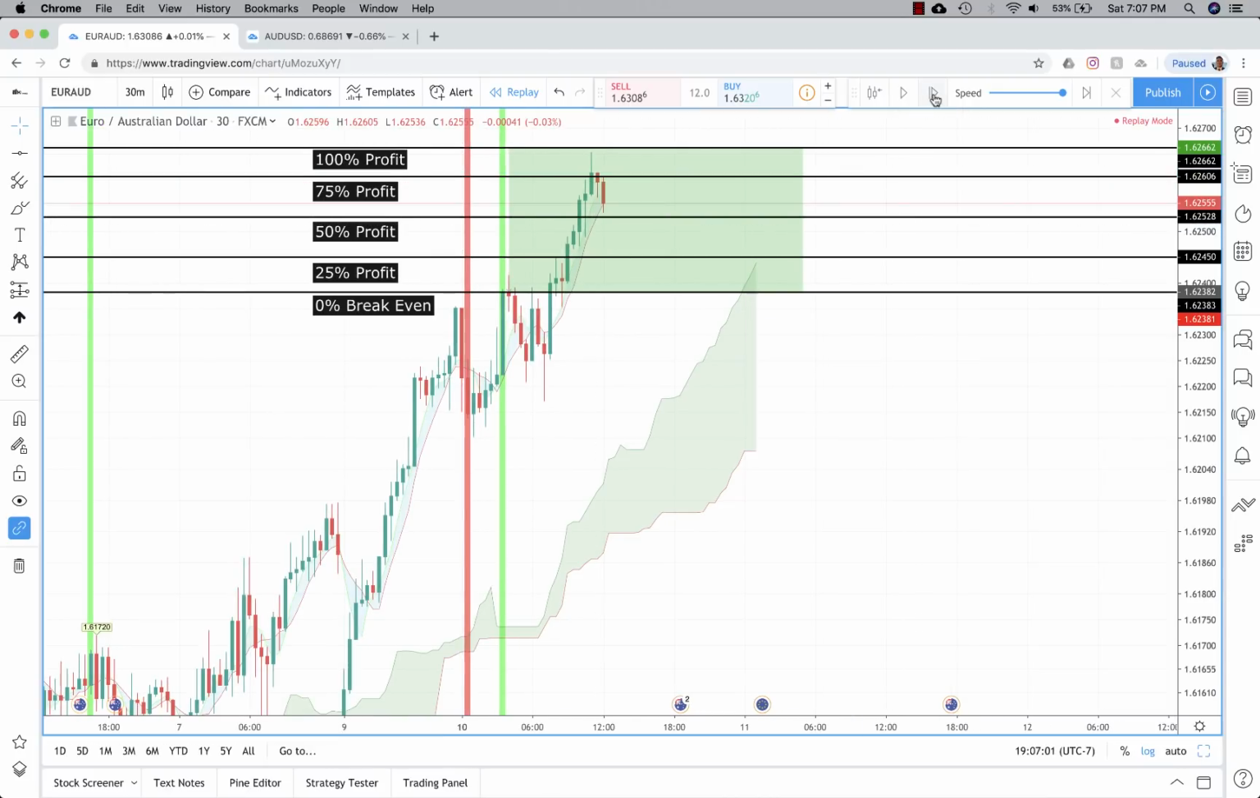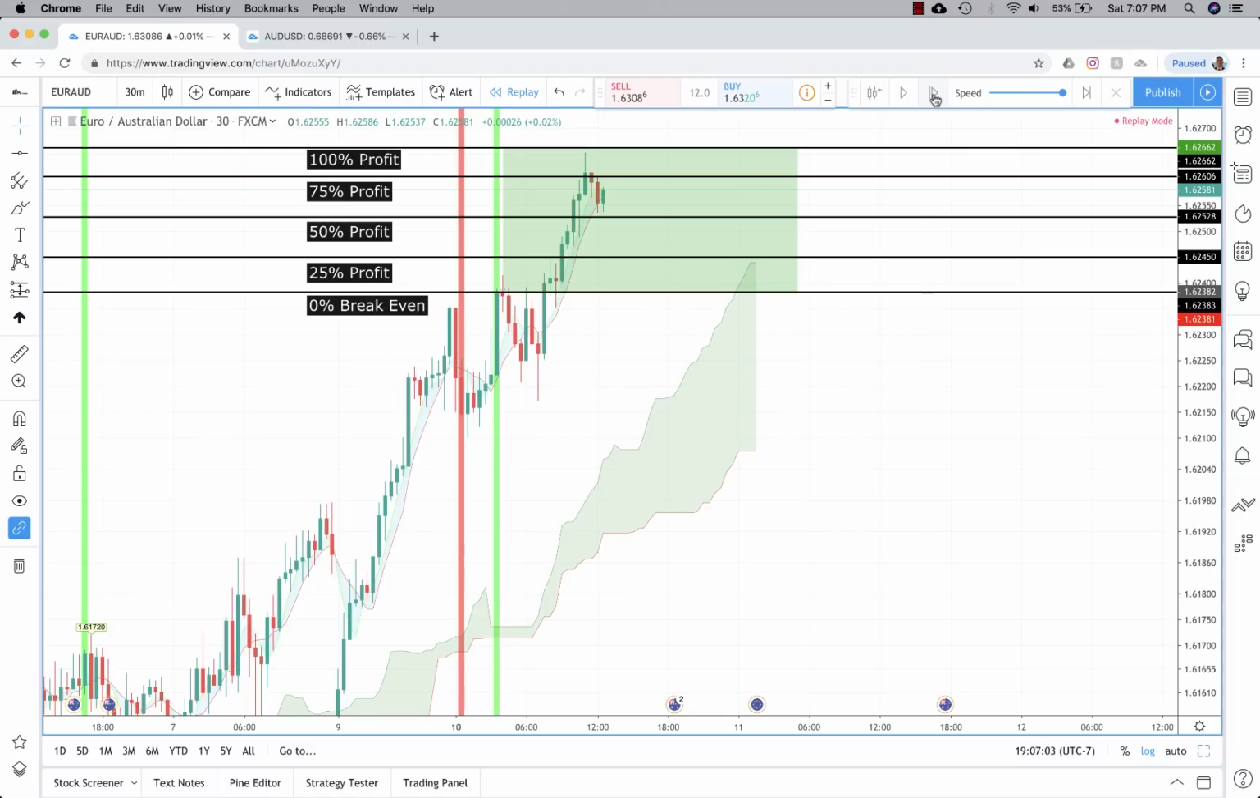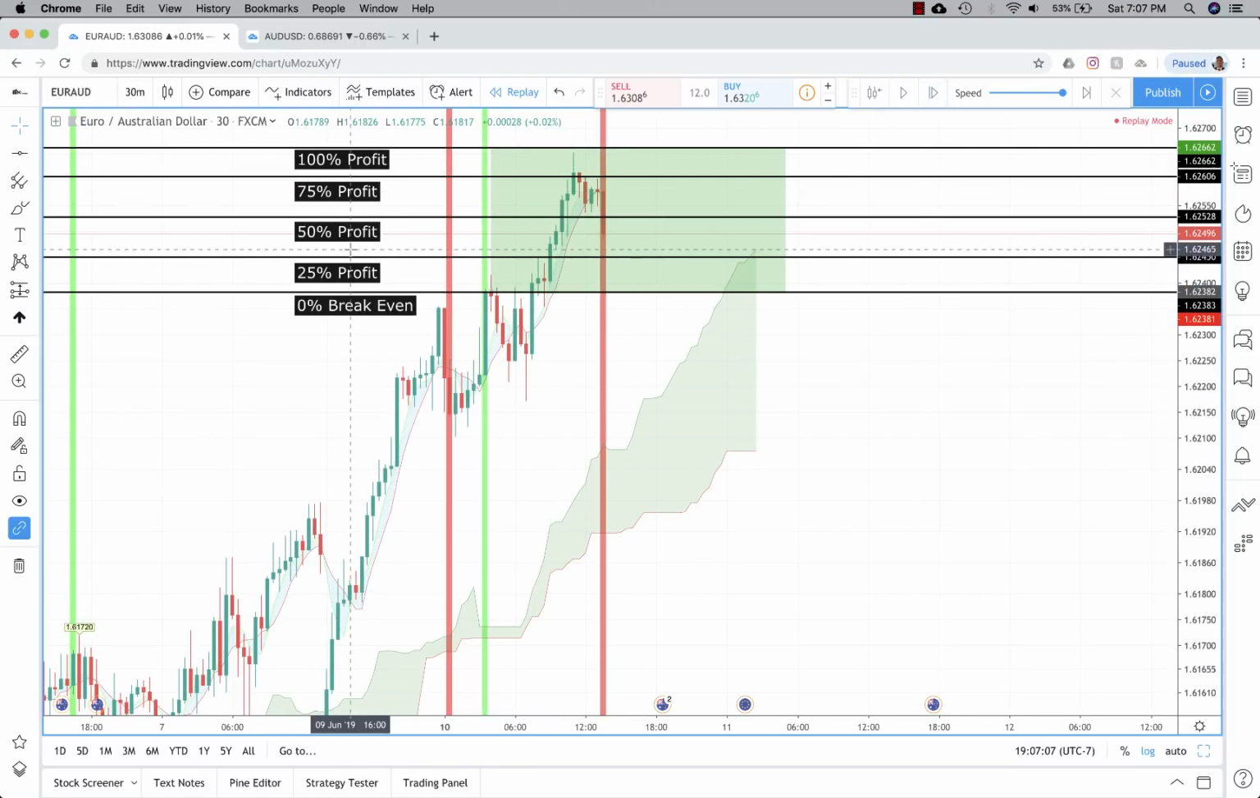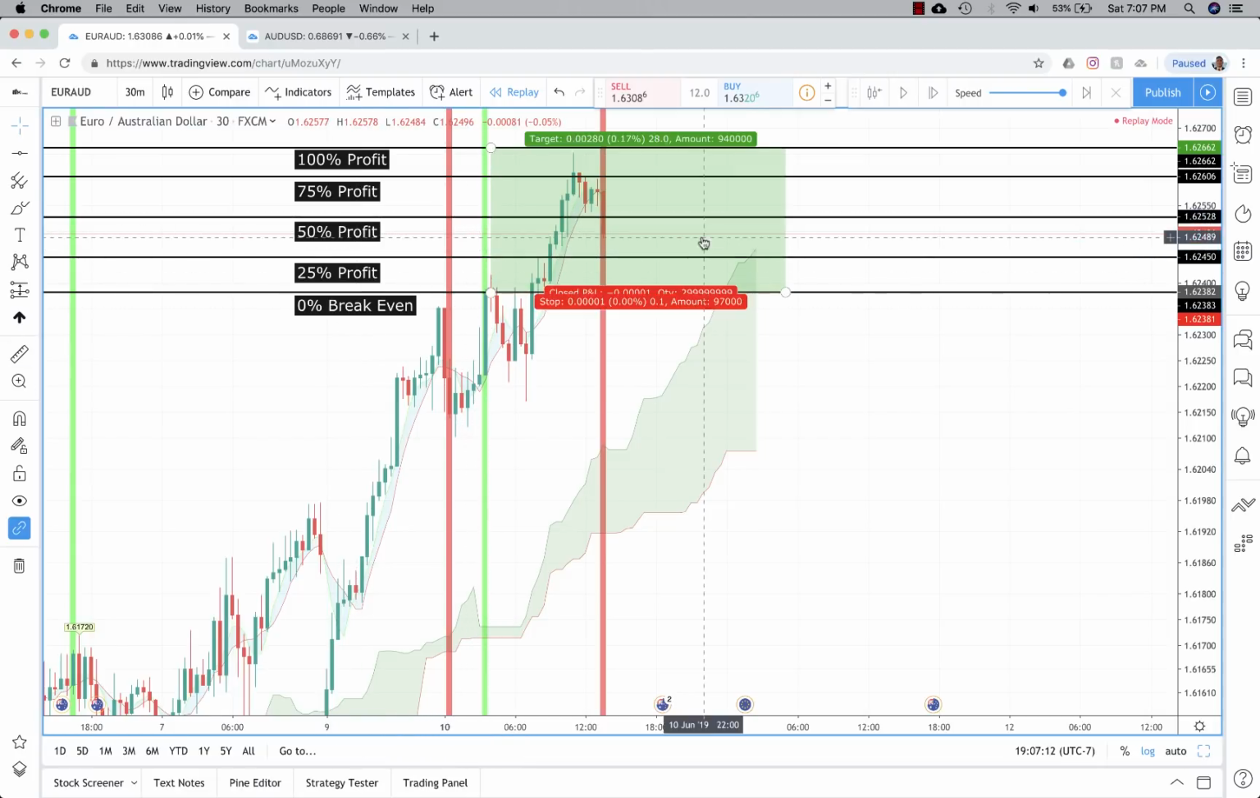And it retraces a little bit, a little more. See, it doesn't hit the 50 there. So you're still in the trade. See, if you use the exit strategy, you would have made 50% in profit, which is not that bad. The total here was 28 pips, so you would have pocketed 14 pips, which is actually very good.